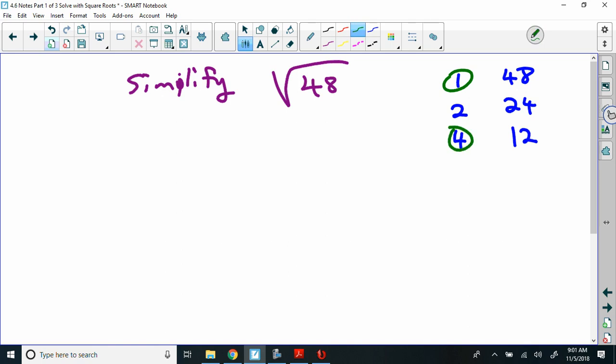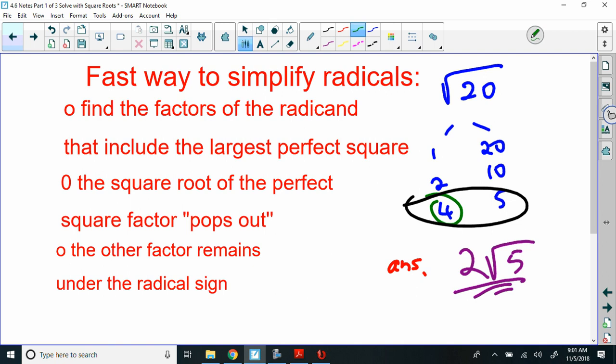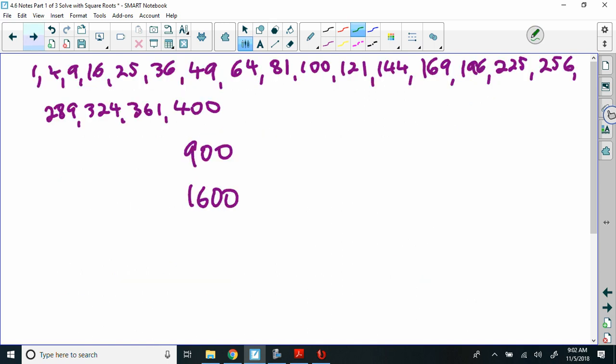But what did the little fast way I mentioned earlier say? Remember the very first bullet point? There's something important in that first bullet point. The first bullet point said, find the factors of the radicand. That means the number under the square root. Find the factors of that number under the square root that include the what? The largest. That's real important. I wouldn't have put it there if it wasn't important. That include the largest perfect square.